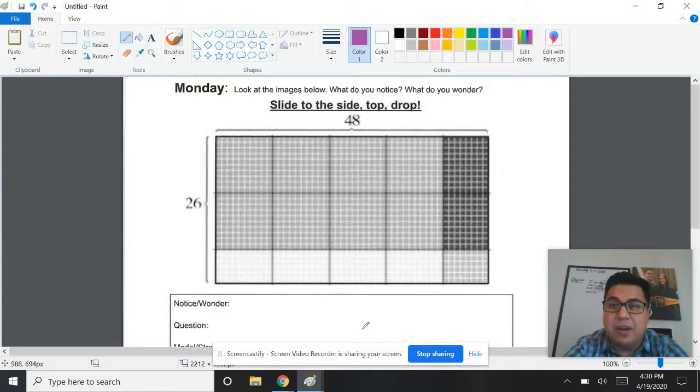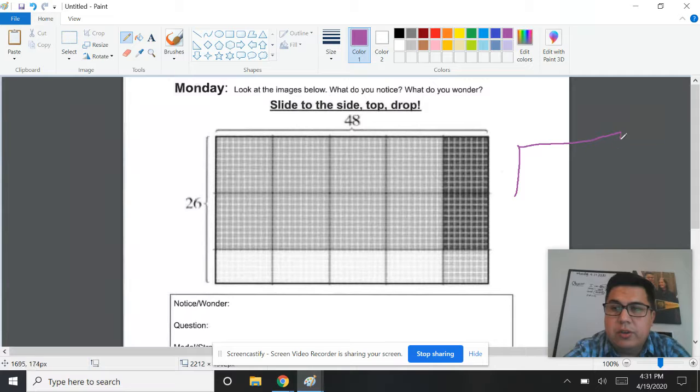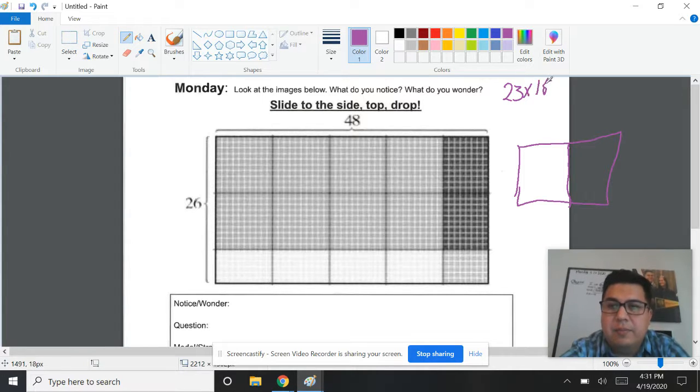You guys have been doing a great job on your notice and wonders and thinking like mathematicians. So great job. Let me show you one way that we can multiply using an area model. So if I wanted to multiply, let's say, 23 times 15, we can use an area model to solve that.